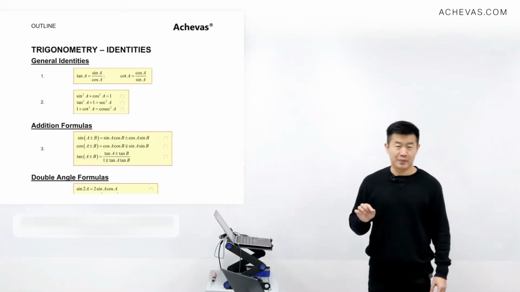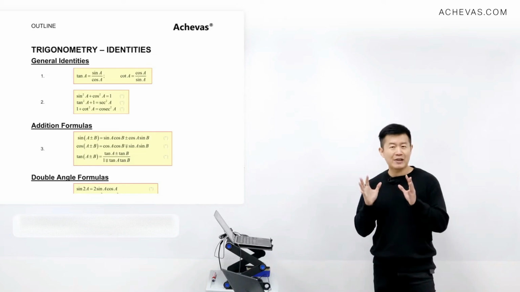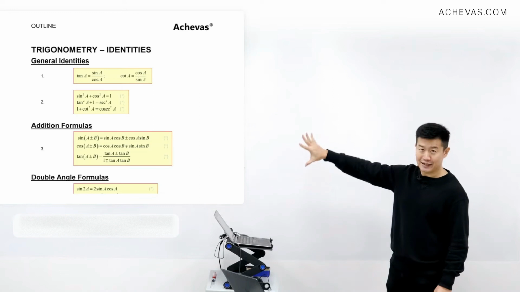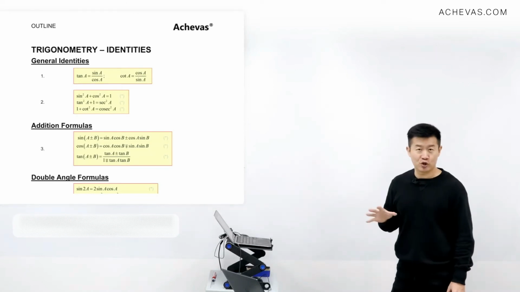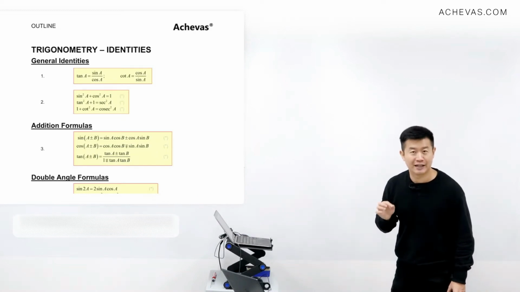Identities are equations, but they are not just any equations. They are equations that are true even when you substitute any values into the variables. So we have a lot of identities here, and because they involve the trigonometric functions, we are going to call this set of identities the trigonometric identities.